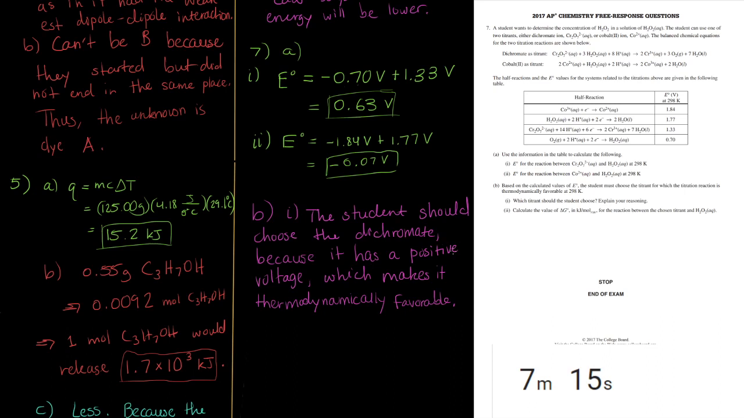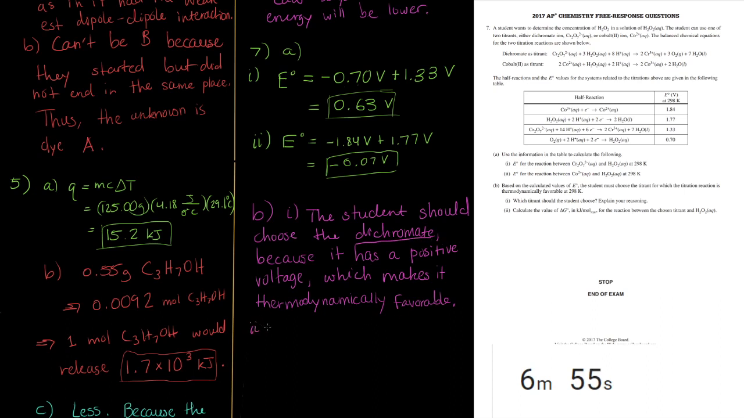In first grade, I never would have known I would be writing words that are what? 1, 2, 3, 4, 5, 6, 7, 8, 9, 10, 11, 12, 13, 14, 15, 16, 17 letters long. My first grade self could not have imagined. So, okay, the student should choose the dichromate. Just to be clear, I'll underline that.